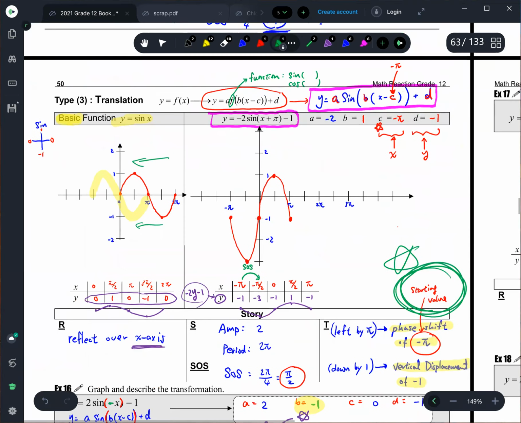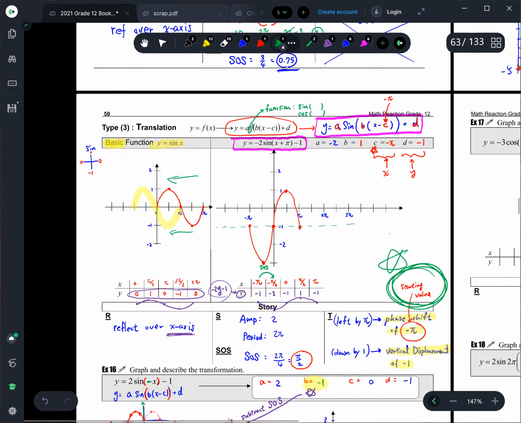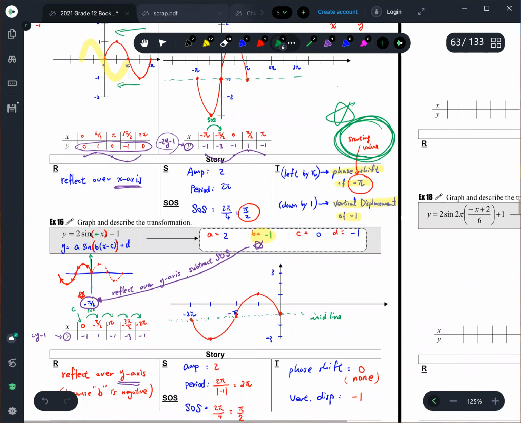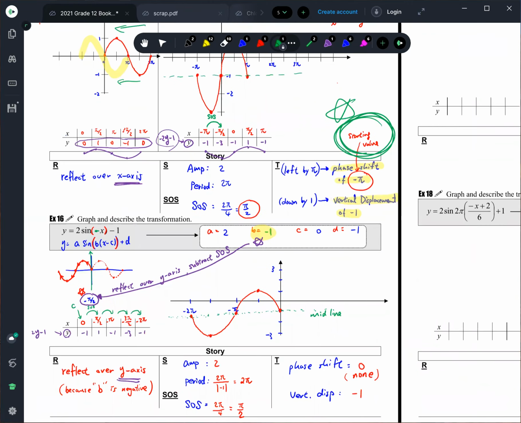Okay, so same with the previous, right? The middle line goes through here. It goes through -1 as well, because your D is -1. So it affects your midline. Okay, but we'll need the middle line later after the break, so don't worry too much about this right now. You can just draw it on your graph. Later we'll refer back to here.